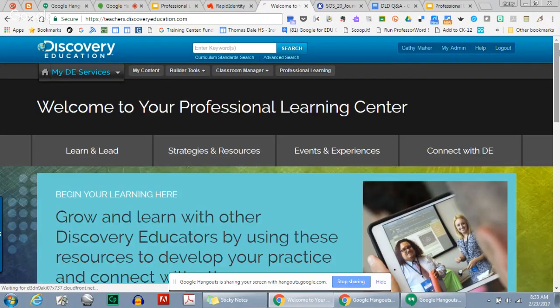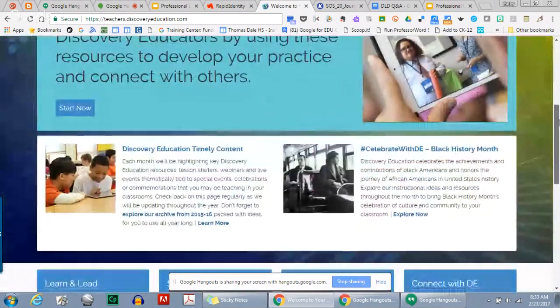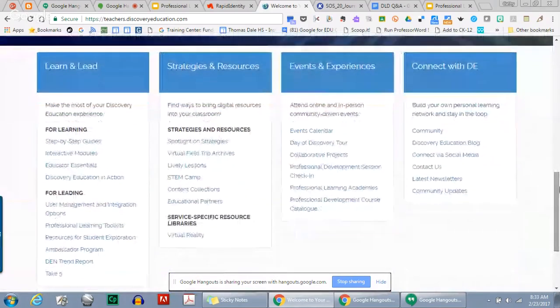And in the Professional Learning Center, there are 4 categories of resources available for you. I'm actually going to scroll down to show you all the wonderful resources here that you can use to help you in your instructional practice with your students. There are step-by-step guides and educator essentials. And then under strategies and resources, there's some great ones, including Spotlight on Strategies, as well as virtual field trips and content collections. I encourage you to check them out later on.